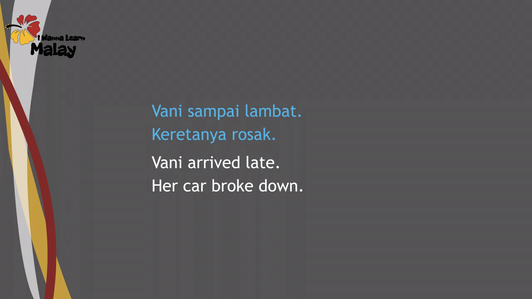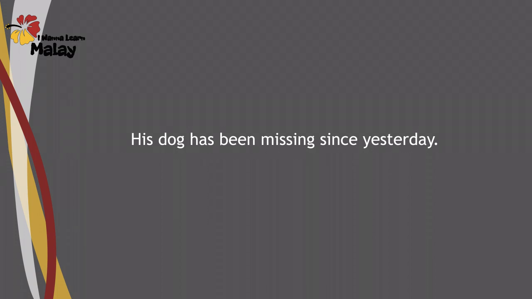What about if you want to say, her car was stolen? Keretanya dicuri, or kereta dia dicuri. What about this one? How do you say, his dog has been missing since yesterday? So if something is missing or gone, in Malay that's hilang. You can use nya. Anjingnya hilang sejak semalam. Or if you want to use ia, anjing ia hilang sejak semalam. That's fine also.